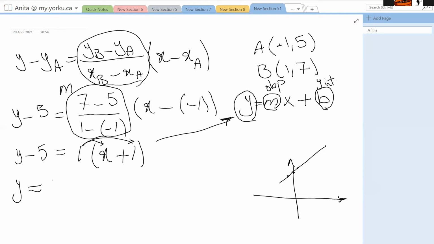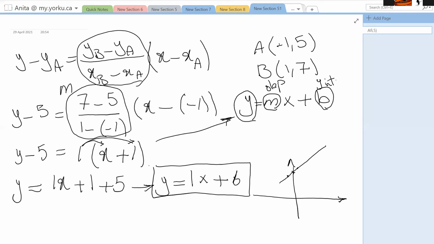Exactly, 1x plus 1. And then because 5 goes to the other side of the equation, you just add it to the 1. So therefore, the equation of the line is going to be 1x plus, instead of 1 and 5, you just put 6. Does that make sense? Yes, that makes sense. Okay, very good. So the equation of the line is 1x plus 6.